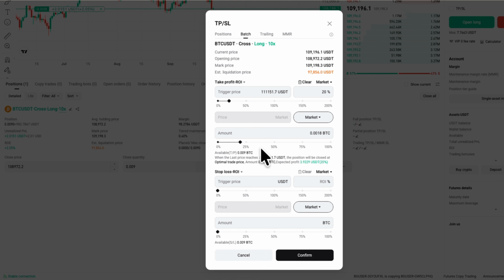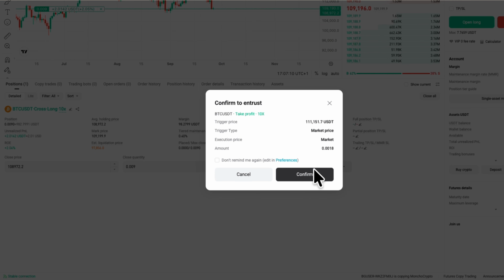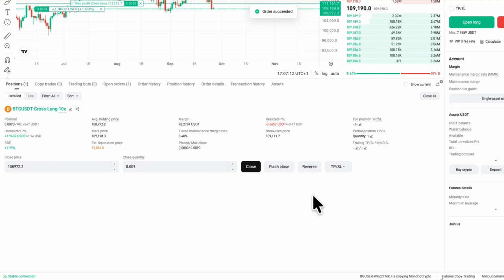So once you're okay with this, just click on confirm at the bottom. So that's our take profit 1. Then click on confirm again. So that means that we are selling 20% of our capital for take profit 1.